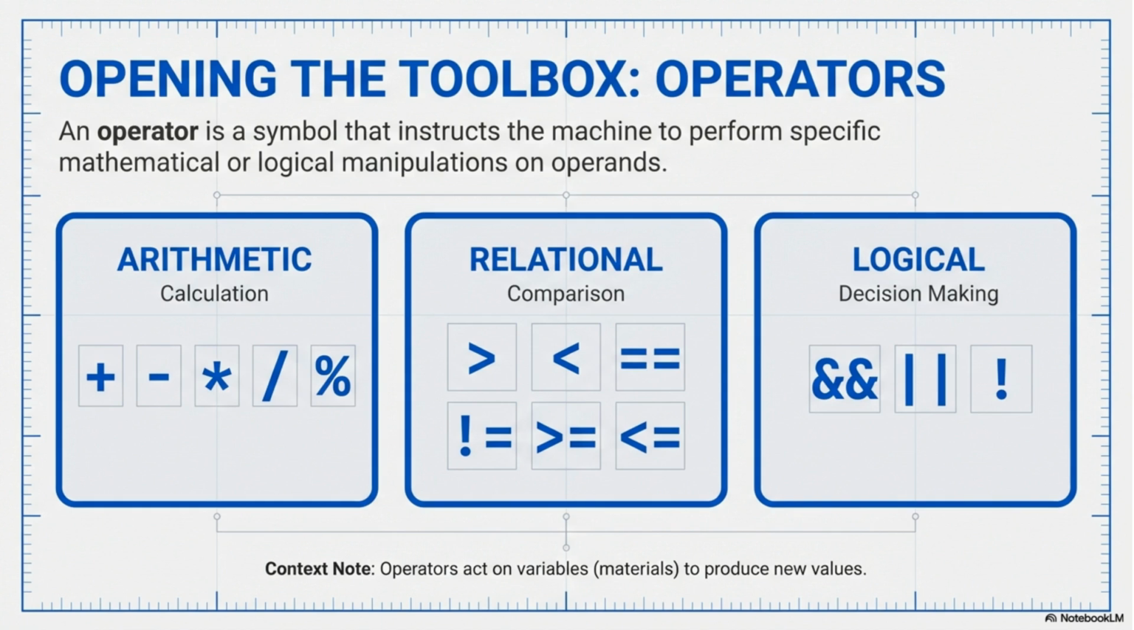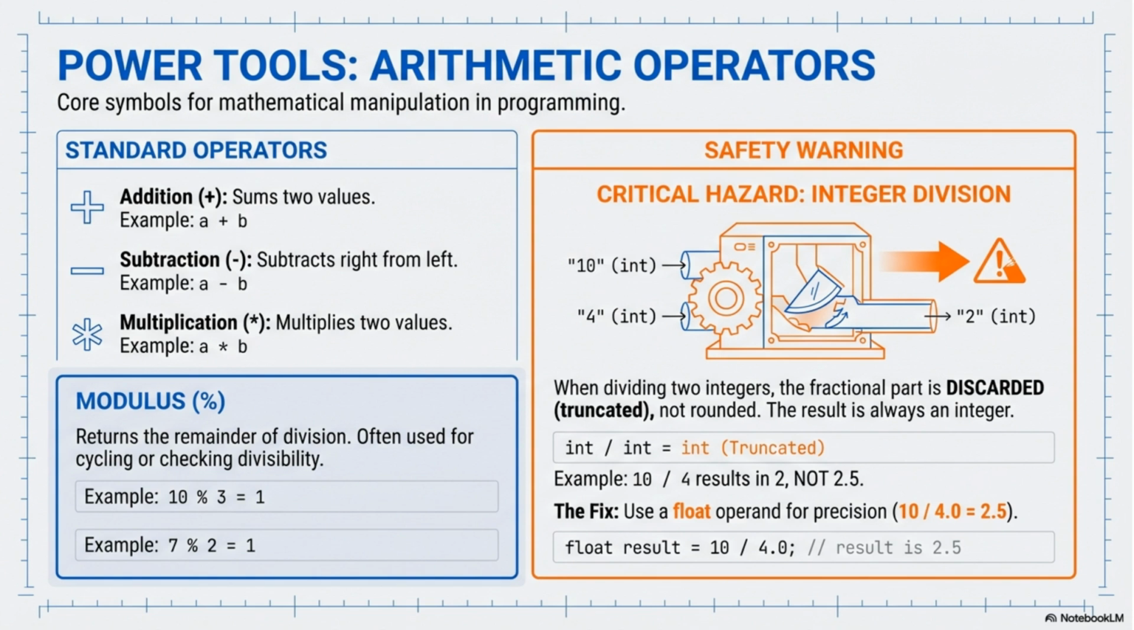Operators are the tools that instruct the machine to perform mathematical or logical manipulations. We classify them into arithmetic for calculation, relational for comparison, and logical for decision-making. Arithmetic operators include addition, subtraction, multiplication, and modulus. Be aware of the critical hazard of integer division, where the fractional part is discarded. Use a float operand for precision.